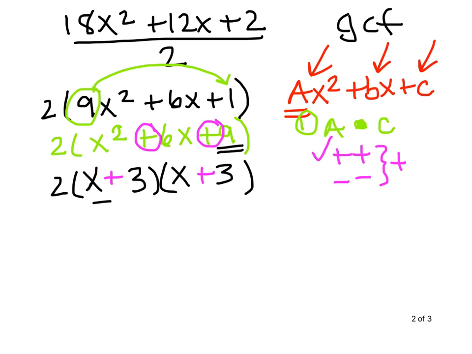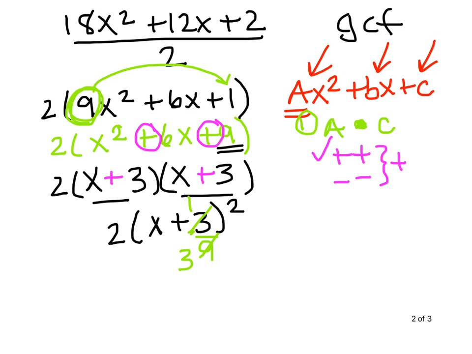Now because these are the same, we can rewrite this as 2 times x plus 3 squared. Now, remember in the very beginning, we multiplied this 9. So we need to redistribute that 9 out. And the way we do that is by dividing this factored term by the same number that we multiplied it with in the beginning. And so once we simplify that, we get 1/3. So this becomes 2 times x plus 1/3 squared.